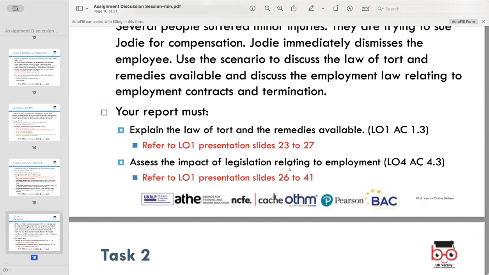So you can also discuss the employment law aspect of the immediate dismissal of the employee by Jodi, address the legal ground for termination, considering these circumstances and potential repercussions. And then you can go to learning outcome one, refer to learning outcome one presentation, slides 26 to 41 for insight into employment law relating to contracts and terminations.